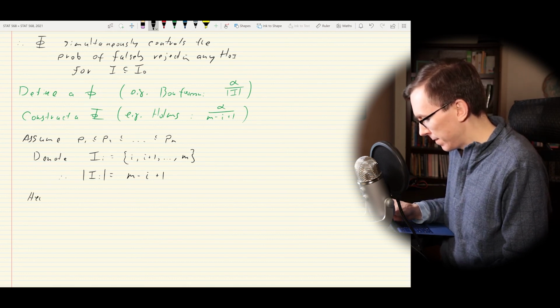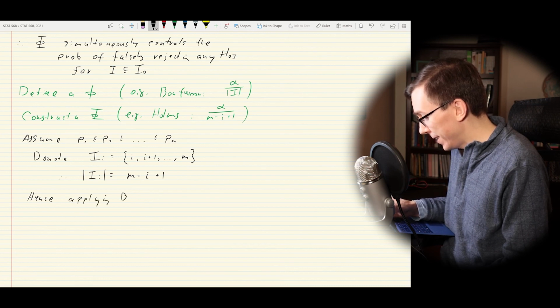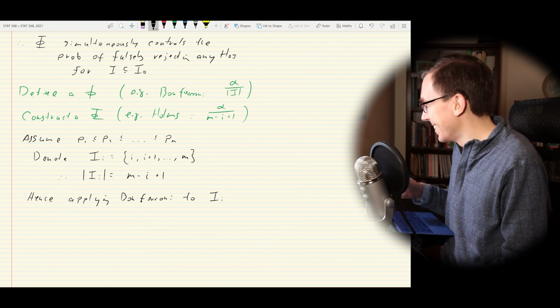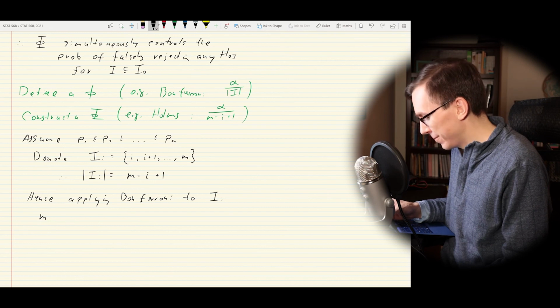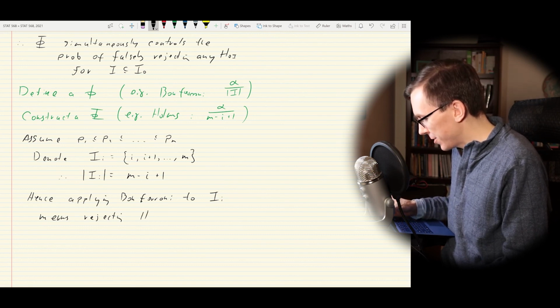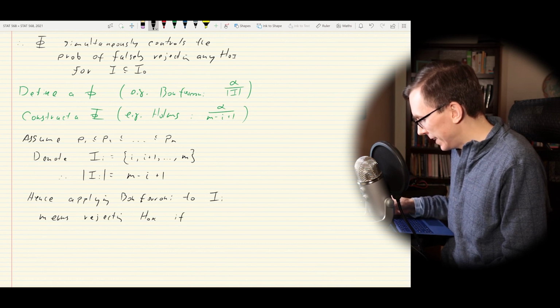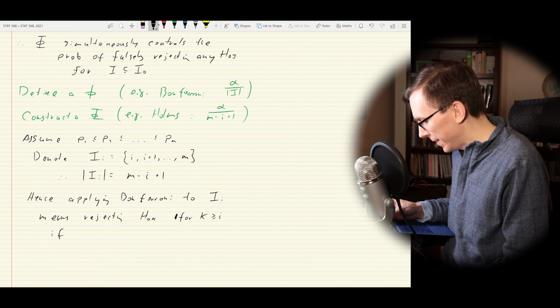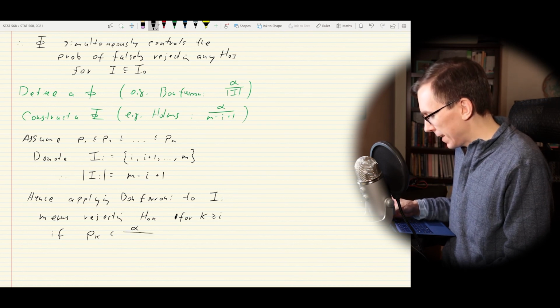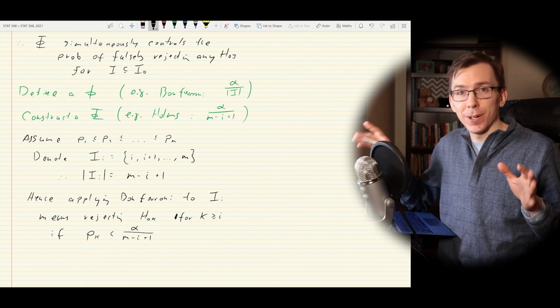Hence, applying Bonferroni to I sub I means rejecting, we'll say, H naught K, or I should say for K greater than or equal to I, if the p-value P sub K is less than or equal to, I think I should say strictly less than, alpha over m minus I plus 1. This is just Bonferroni. We're not doing Holm's yet.